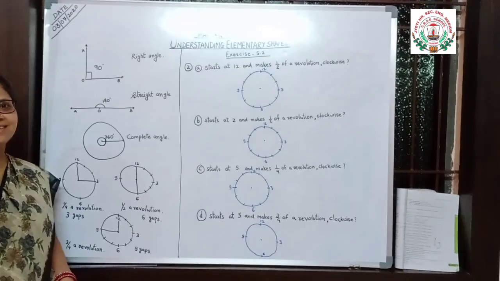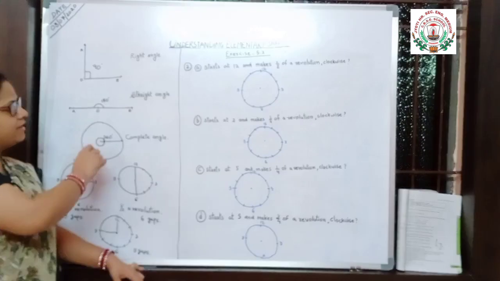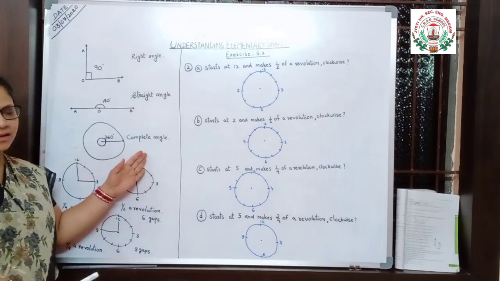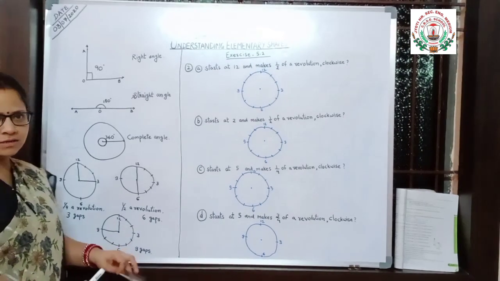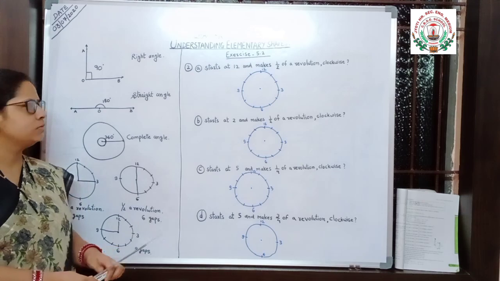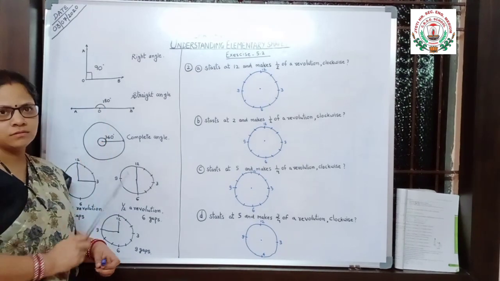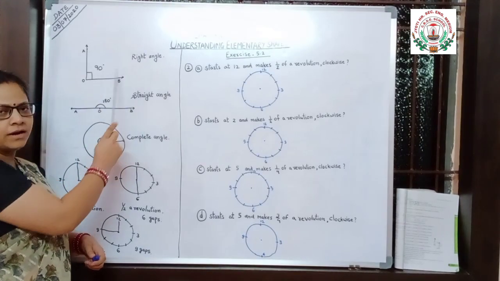Good morning, children. We have already completed the right angle, straight angle and complete angle definitions in the previous class. Again we are dealing with this because it is required in this exercise 5.2. So right angle means forming a 90-degree angle, like this. It is a right angle.